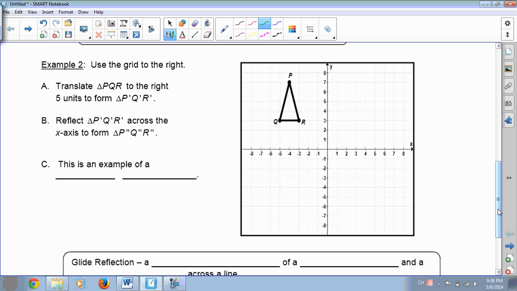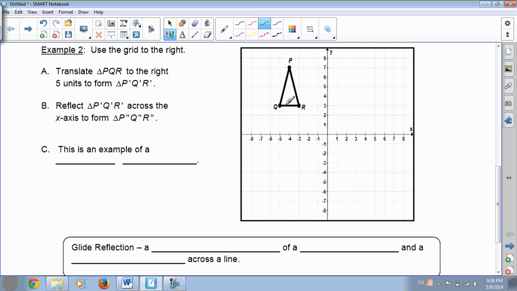Okay, let's look at example 2. This time we're changing this triangle. We're translating it to the right 5 units and then reflecting it across the x-axis. So I'm going to use purple this time. We're just moving it right 5 units. So 1, 2, 3, 4, 5. We're not moving it up or down, just to the right. So this would be P prime, this one would be Q prime, and this would be R prime.